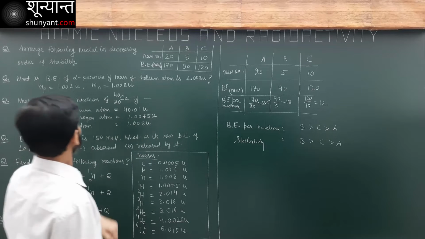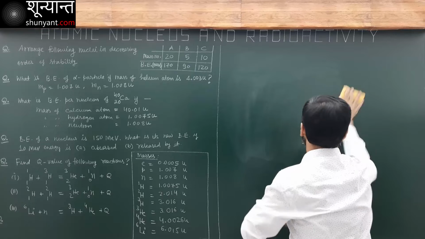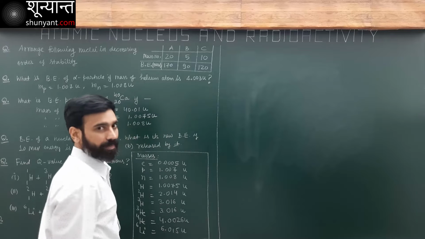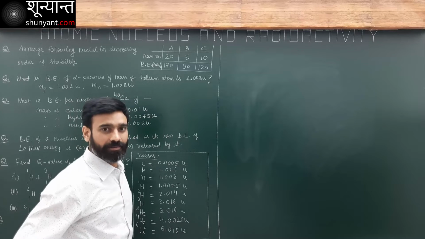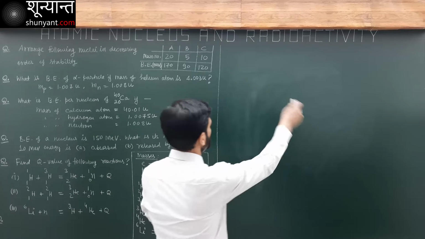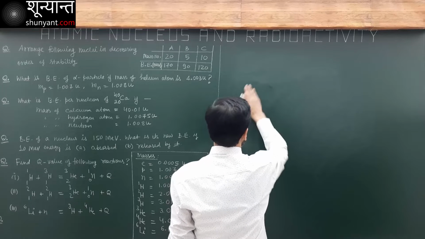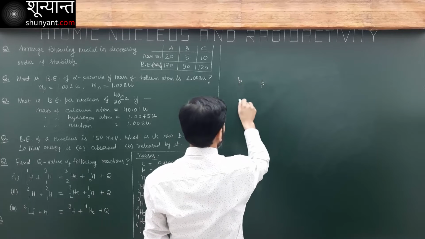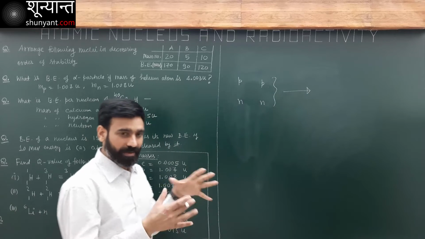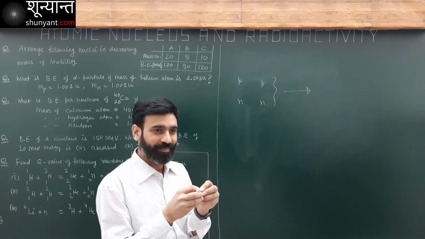Now, the next one: binding energy of an alpha particle. What is an alpha particle? Two protons and two neutrons. A helium nucleus is an alpha particle. So it's like this: I have one proton here, another proton, one neutron and another neutron, all separate. I am collecting all of them together and making a nucleus.